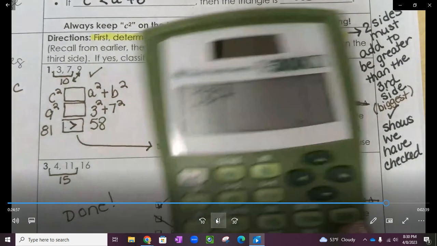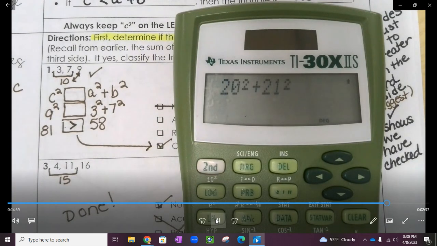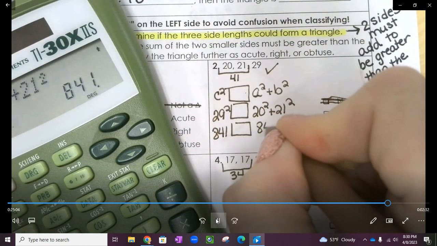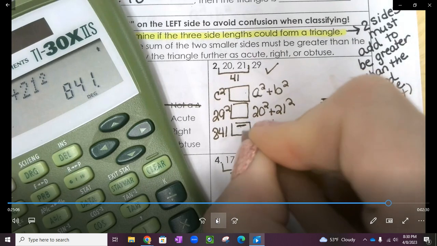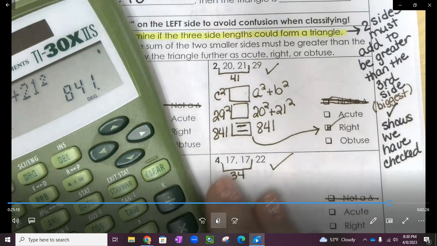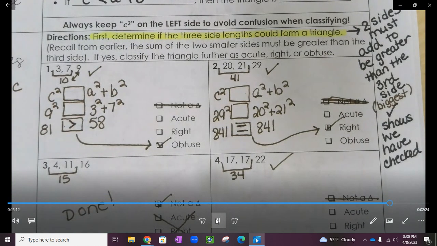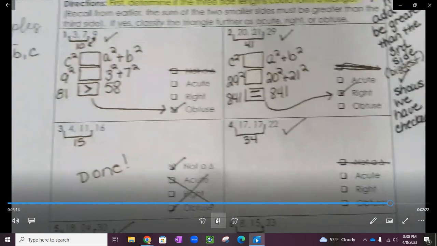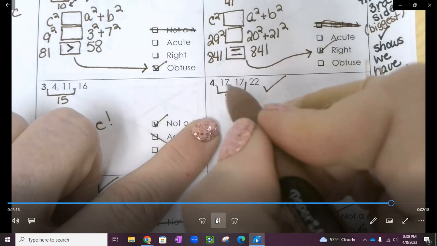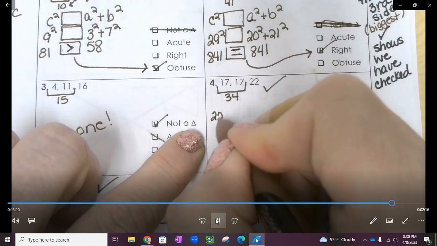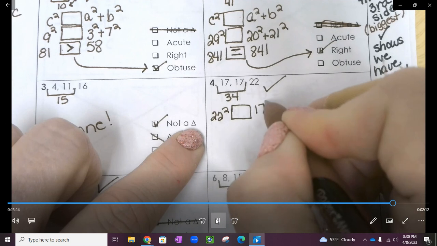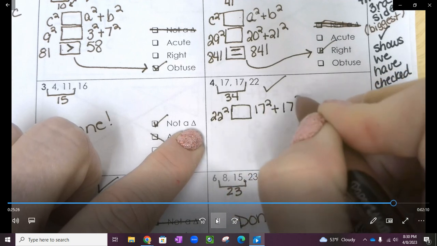20 squared plus 21 squared. Put it all in your calculator. 841. That is equal, which means my answer is a right triangle. All right, so number 4, just so you can skip the steps, we're just going to say 22 squared. Biggest number goes first, 17 squared, and 17 squared.